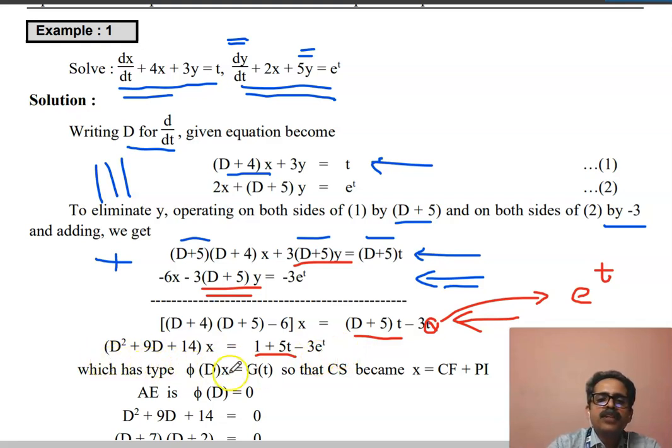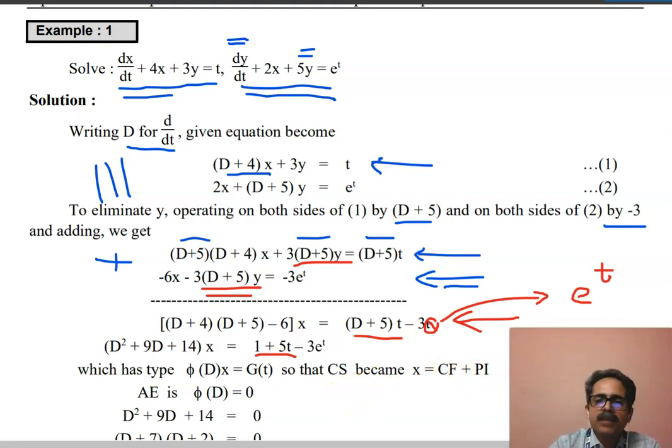Which is the differential equation of the type phi D x equal to g t. No y, only two variables x and t. And the differential equation has the type phi D x equal to g t. So the complete solution will be x equal to CF plus PI. This x actually occupies the left side, and on the right hand side we have to add CF and PI.